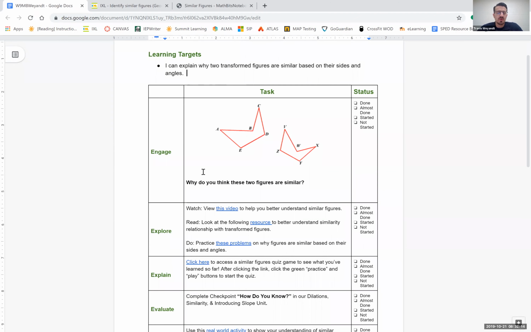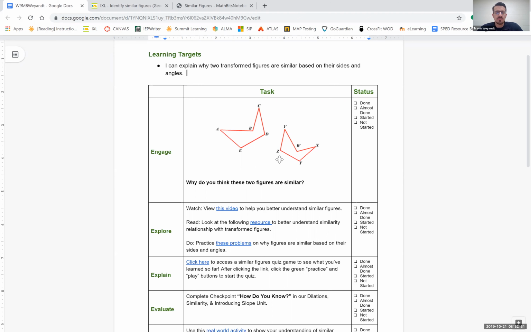So if I look at the engage part, why do you think these two figures are similar? I'm telling you that they're similar, but why do you think so? Even though they're rotated differently and moved around differently, can we look at the sides and angles and determine: are these figures similar, and why? So again, that idea of why things are the way they are.